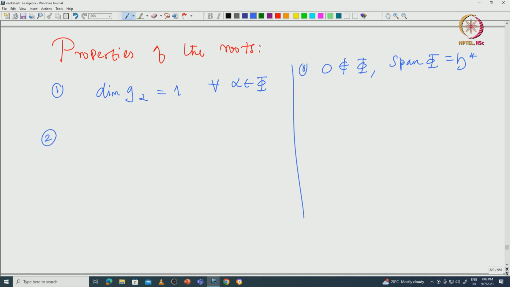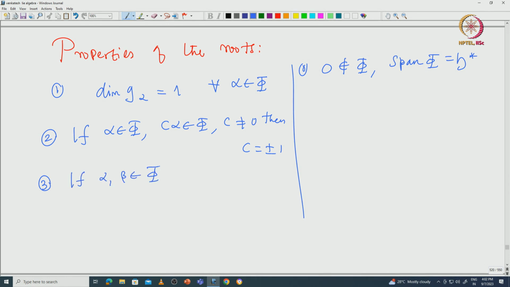And the second property: if alpha is in phi and c alpha is in phi for c non-zero, then we must have c equal to plus or minus 1. So, this is there. The third property: if alpha and beta are in phi, then if you look at beta minus beta of H alpha times alpha, that must also be inside your phi.